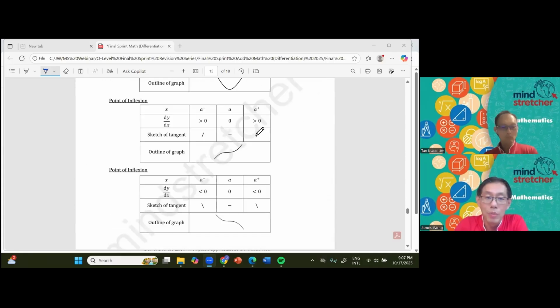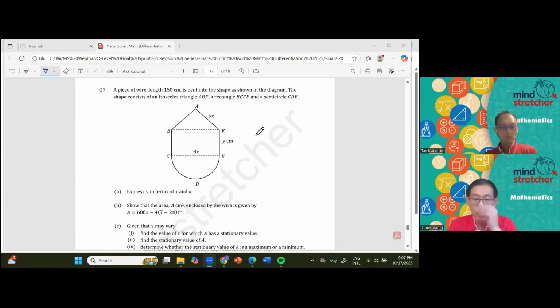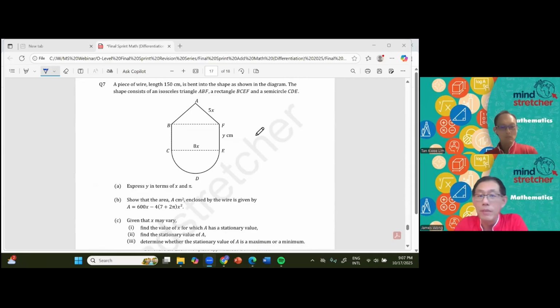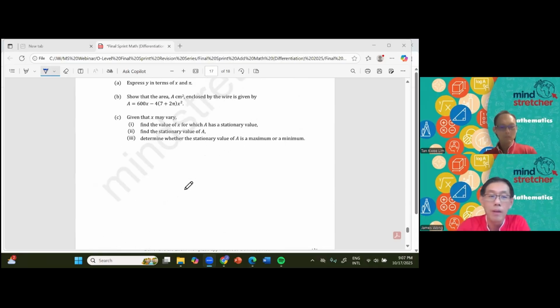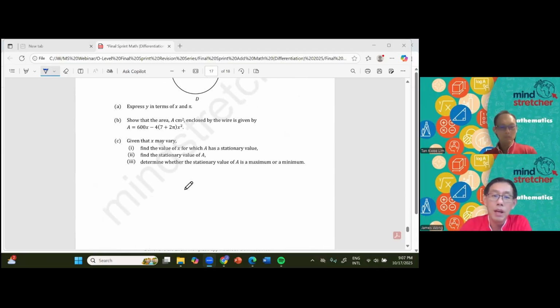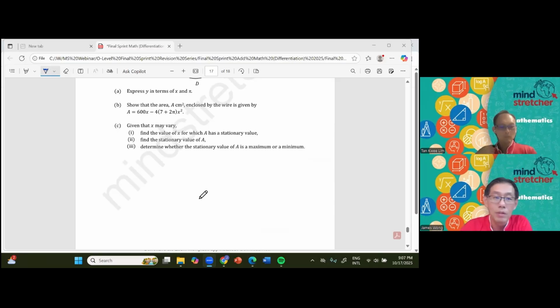Okay, so that is a quick recap on this part here. So let's look at the question here and see how we actually apply this. For question number 7, we have this information given to us. We have this piece of wire, 150 cm long, bent into this shape, and you're given some information here. Part A: express y in terms of x and pi. Let's do it step by step. A lot of times this question is in a way guided. So long as you do the steps accordingly, it helps you get the final result subsequently. Let's do part A first.